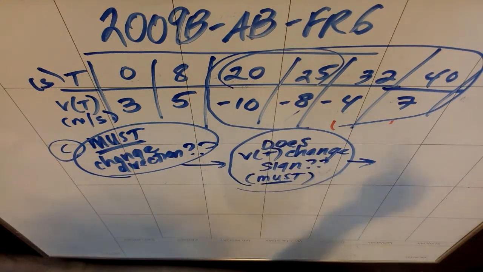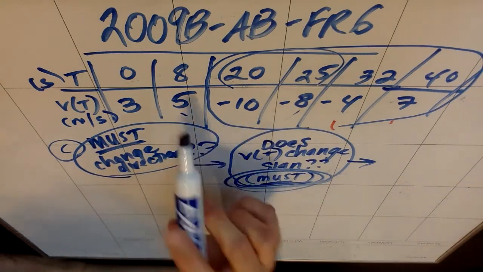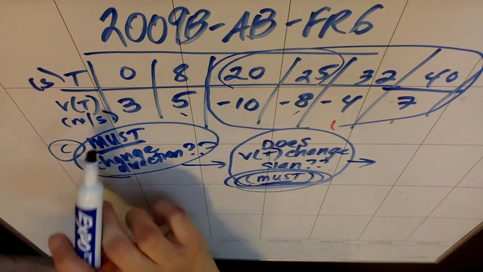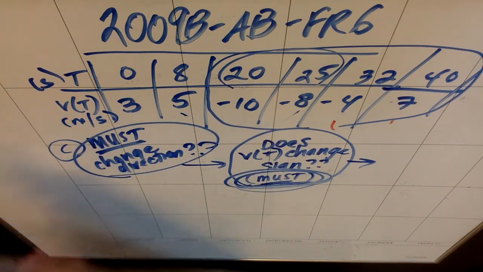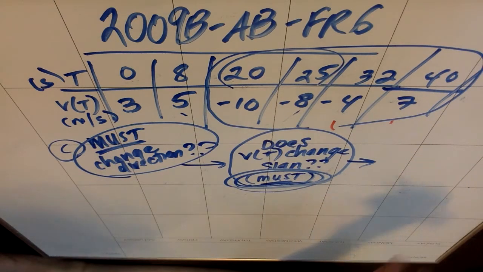That's the definition. So must change sign means you want the windows where there's no way around it, you had to change sign. So from t equals 0 to t equals 8, velocity is positive at both of those endpoints. I can't guarantee a sign change. But the answer is yes, it does have to change sign.